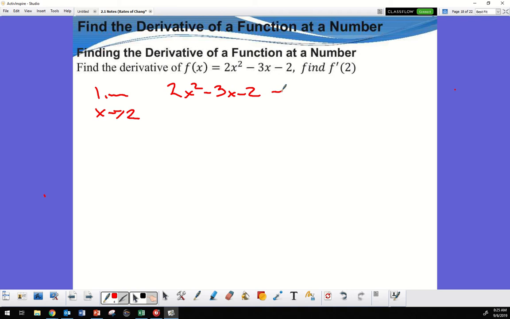Let's try this again. 4 times 2 is 8, right? 8 minus 6 is 2. 2 minus 2 is 0. Hey, look, that's easy. And that's going to become x minus 2, right?